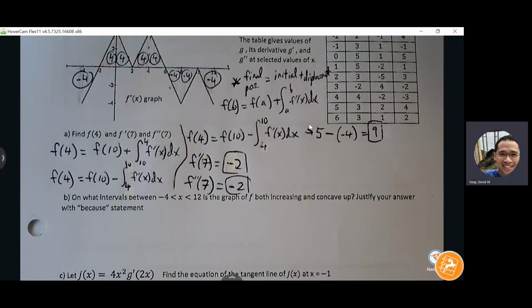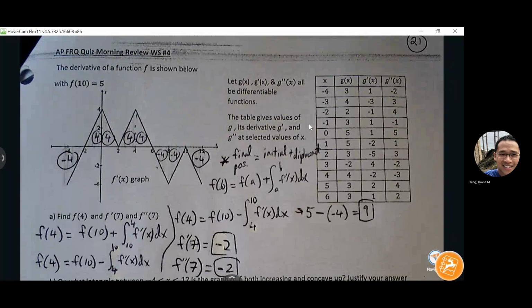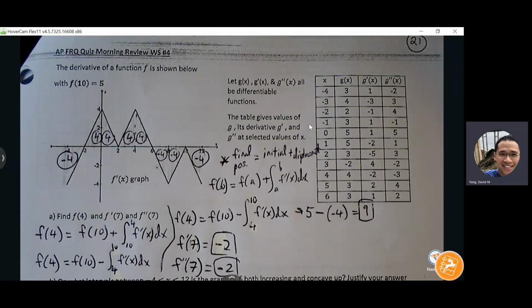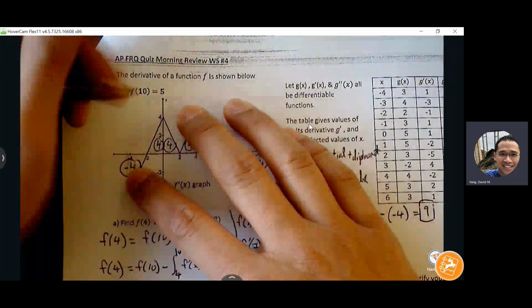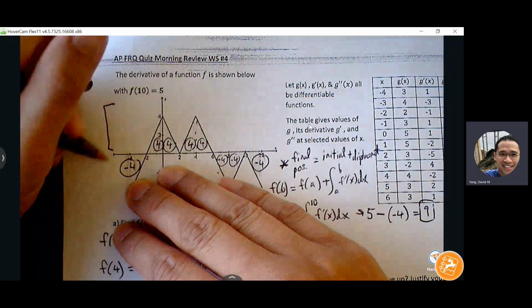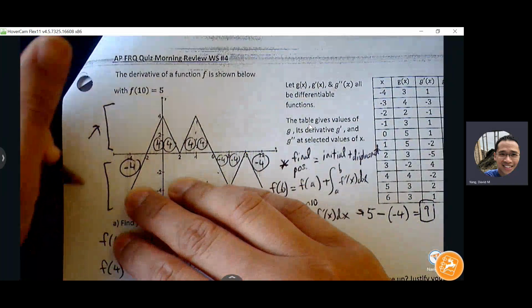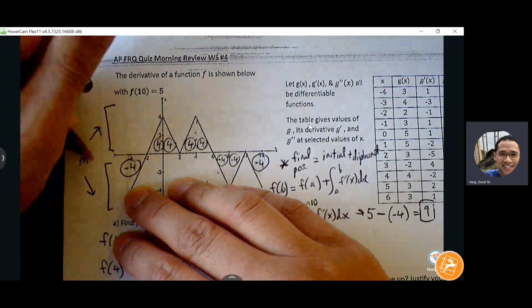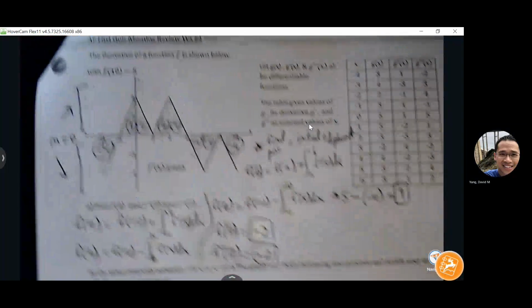Part B, on what interval between -4 and 12 is the graph of f both increasing and concave up? So I can create both my slope and concavity sign line. My slope sign line, I know that anything above the x-axis is a positive slope. Anything below the x-axis is negative slope. Anything on the x-axis is slope 0.